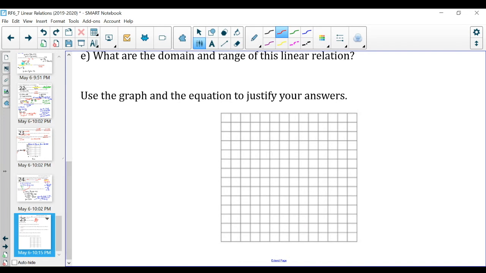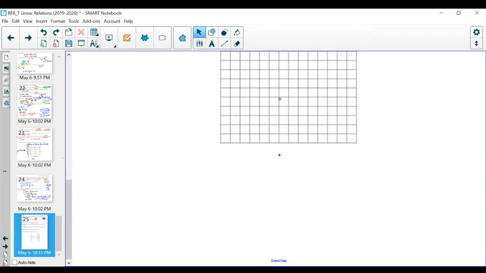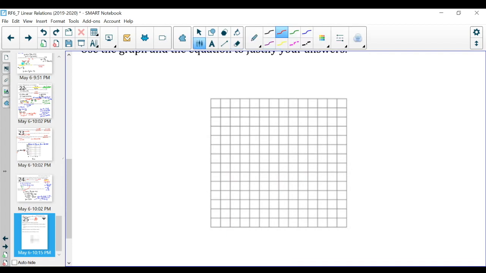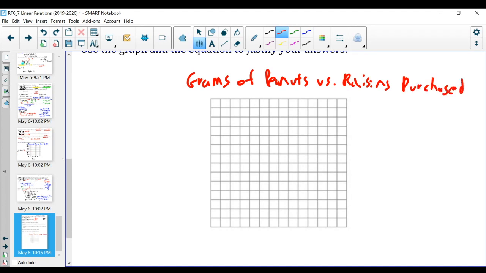So let's come to the bottom. And maybe I'll give myself a little bit more room here. And let's give this graph a nice title. Let's say amount of peanuts versus raisins purchased. So we can say grams of peanuts versus raisins purchased. And we'll start here.